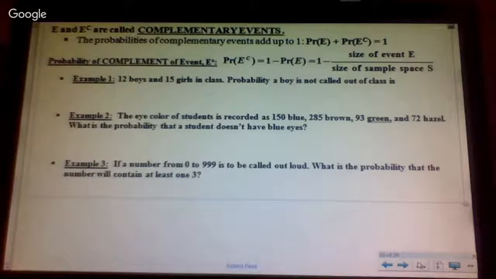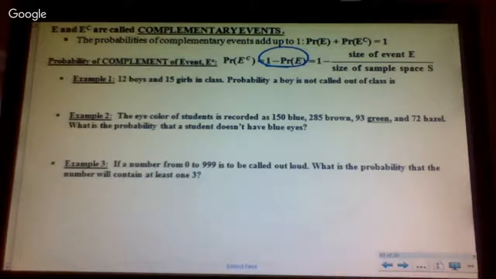Okay, so what we just talked about were called complementary events. It is the opposite of an event happening. So the probability of the event happening plus the probability of the event not happening should always equal 1. The easiest way to find it is to take 1 minus the probability of the event happening, and that will give you the probability of the event not happening. So that's what we're going to do with each one of these.